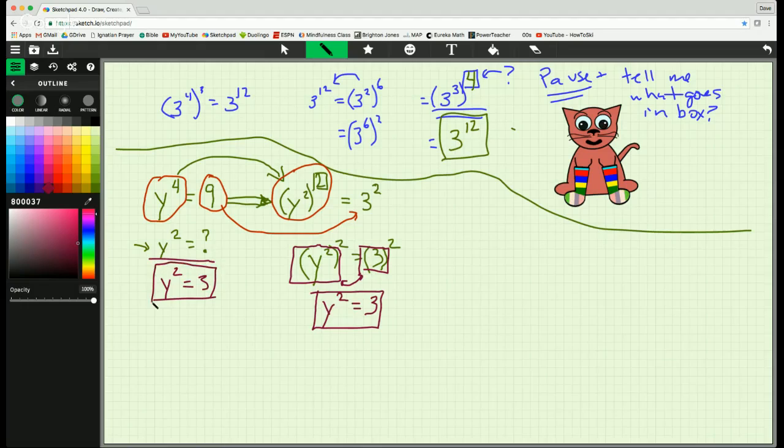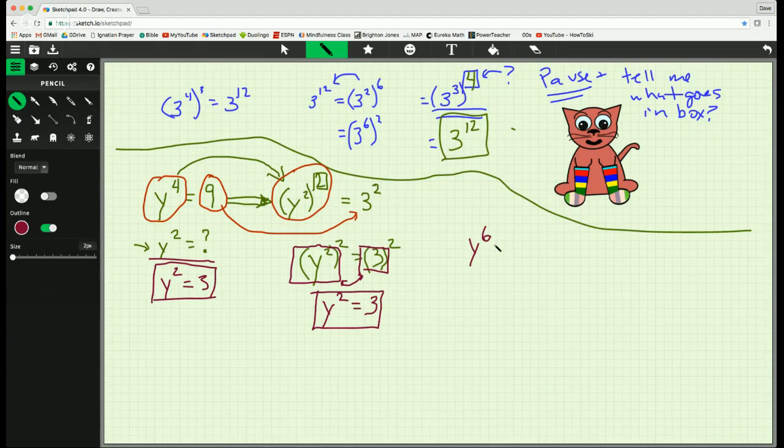And that's all we were asking for. And notice that in the lesson you have to do a problem like this. So let me ask you another one. If I said y to the 9th equals 8, and I want to know what y cubed equals.